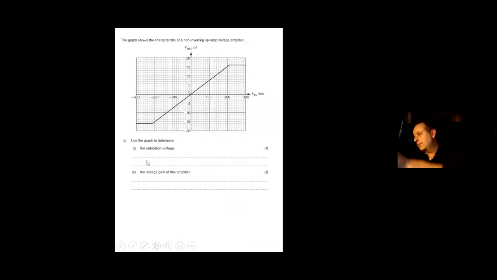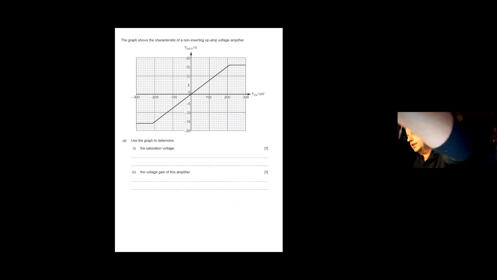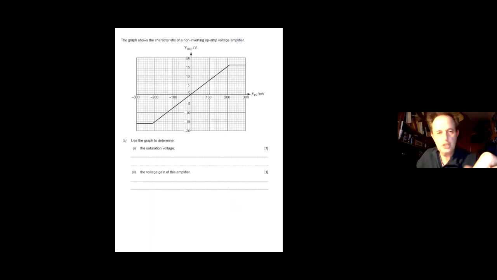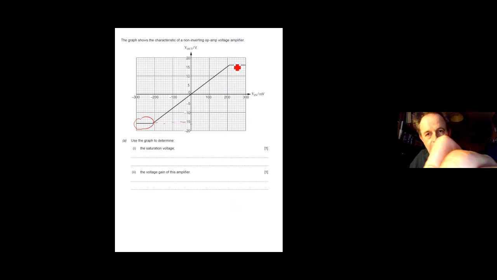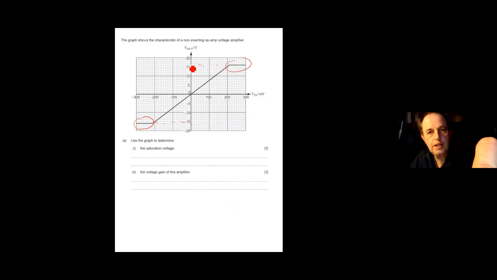Okay, on to an example or two of what they could ask you in an exam. So first one, it's asking you, use the graph to determine saturation voltage. Nice easy one. Okay, saturation voltage is there. Okay, and the top bit is there. So if you use the graph, show the examiner that you're using the graph, put those dotted lines in. Remember, we've got a plus and a minus value. So in this case, we've got plus and minus, and we've got 16 volts.